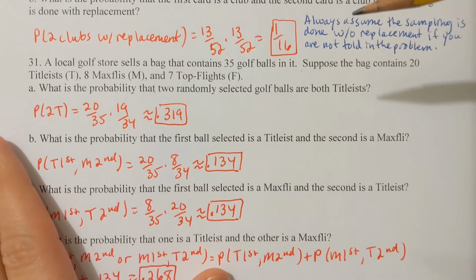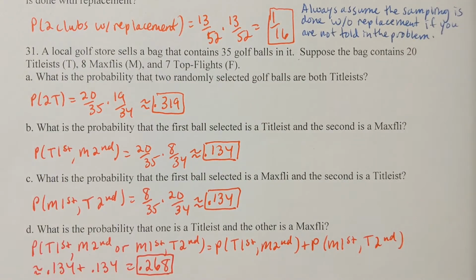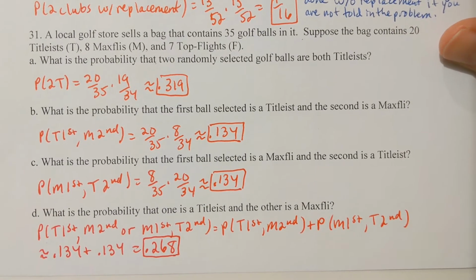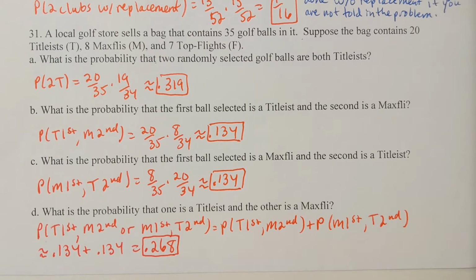Problem 31 says that at a local golf store, they're selling a bag that contains 35 golf balls in it. Suppose that the bag contains 20 Titleists, T, 8 Max Flies, M, and 7 Top Flights, F. Part A, what is the probability that two randomly selected golf balls are Titleist?